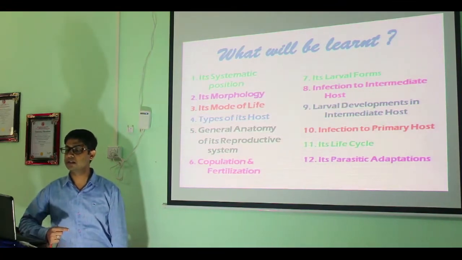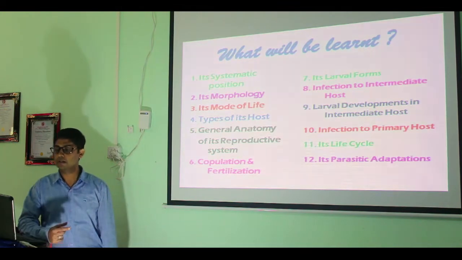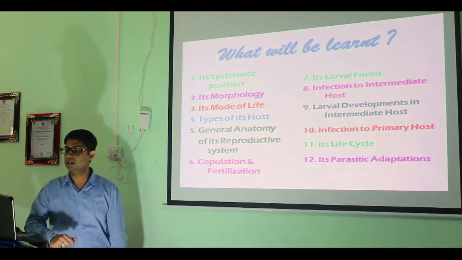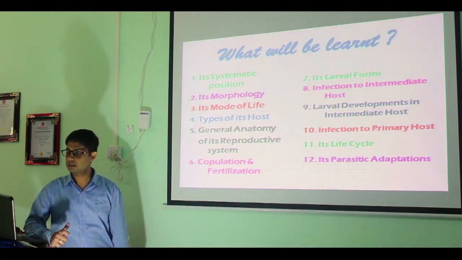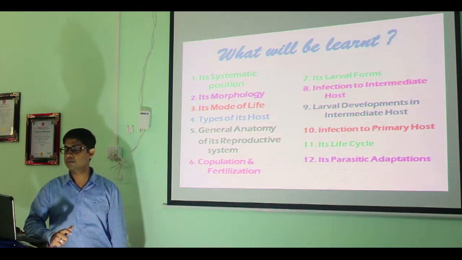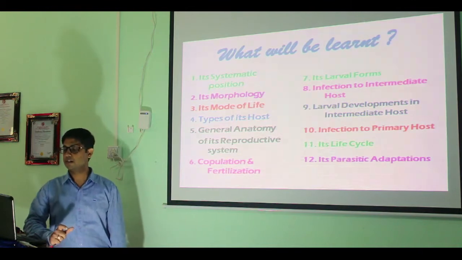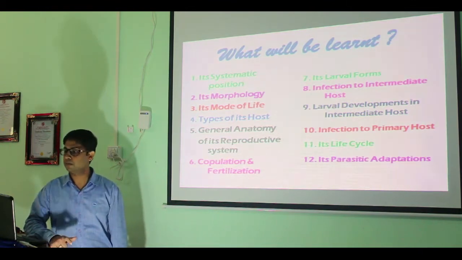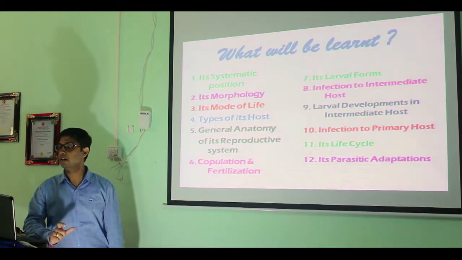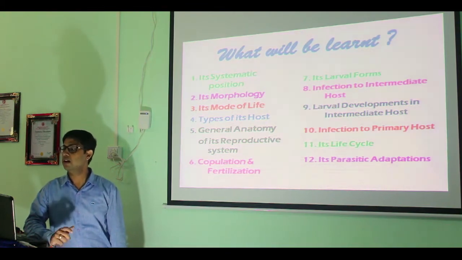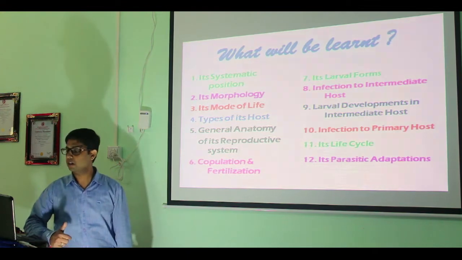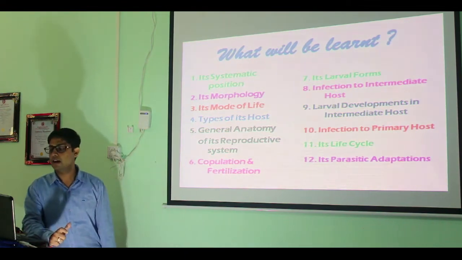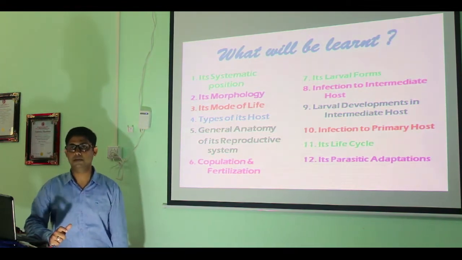First of all, its systematic position, then the morphology of Fasciola hepatica, its mode of life, types of its host, general anatomy of its reproductive system, copulation and fertilization, its larval forms, then number 8, infection to intermediate host, larval developments in intermediate host, then infection to primary host, its life cycle, and lastly its parasitic adaptation.